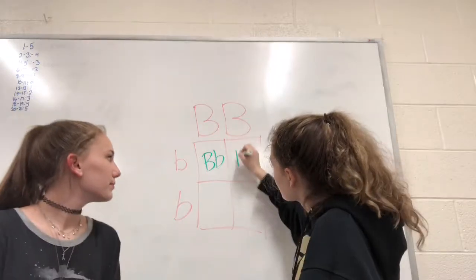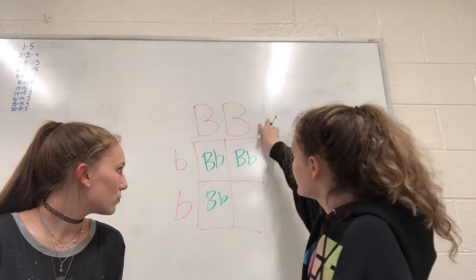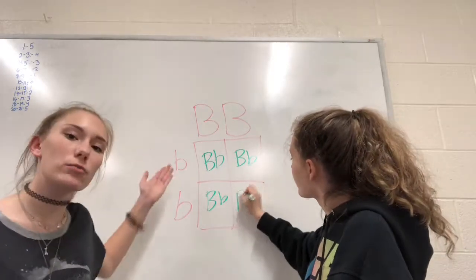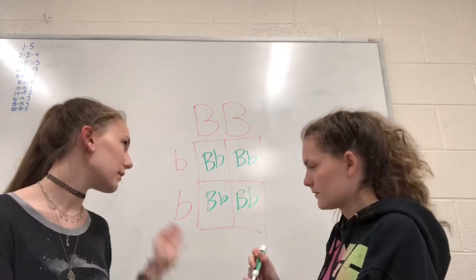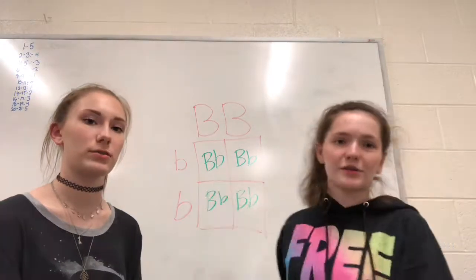Big B, little b. And that's the same exact thing because we have two big B's and two little b's. They're both homozygous, and when you cross them, it gives you all heterozygous. This is homozygous dominant, and this is homozygous recessive.